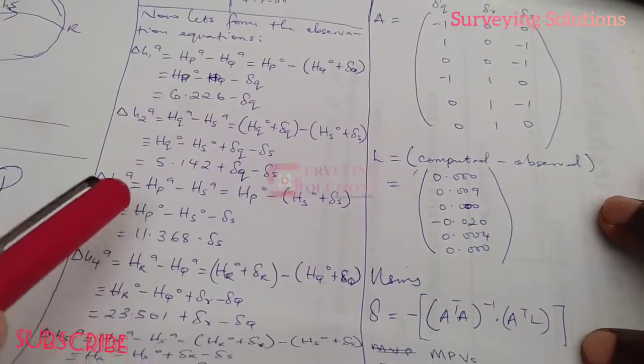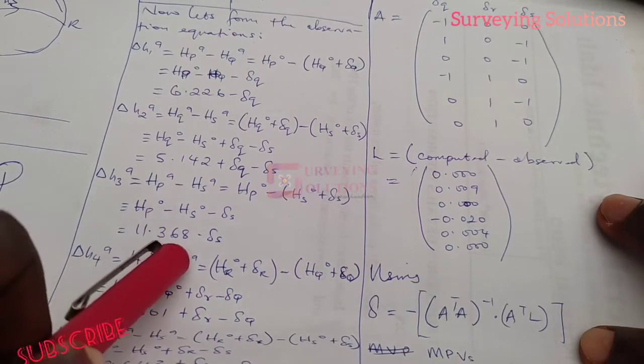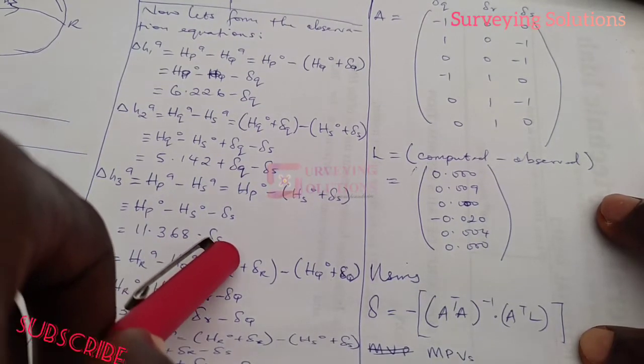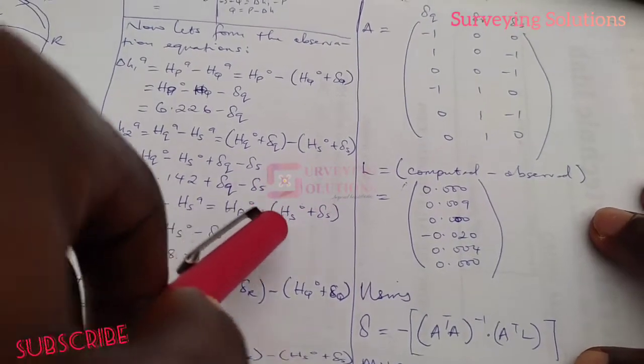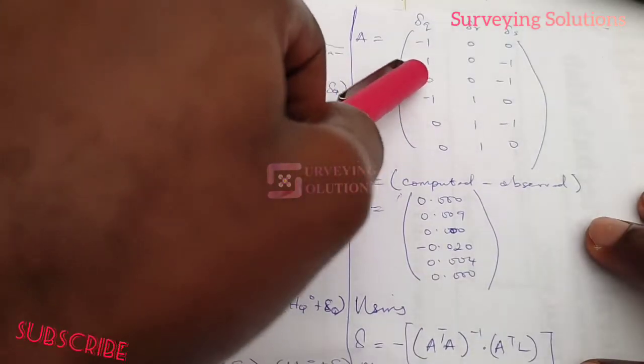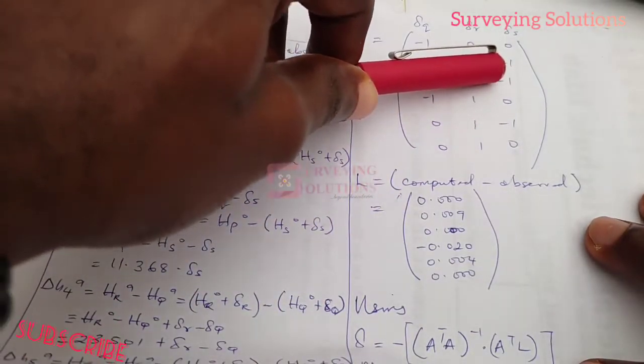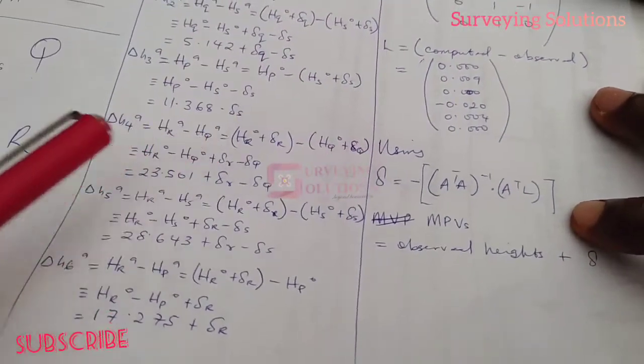Let's move to equation 3. If you look at equation 3 now, you see 11.368 minus the error in S, which means there is no R and there is no Q, and the S we have is negative. So you see now that for equation 3, there is no Q, there is no R, but we have S, which is actually -1. Are we together? Good. Let's now move to equation 5.